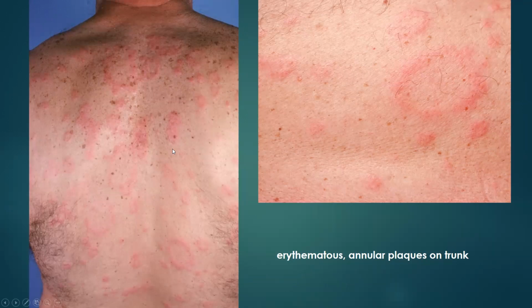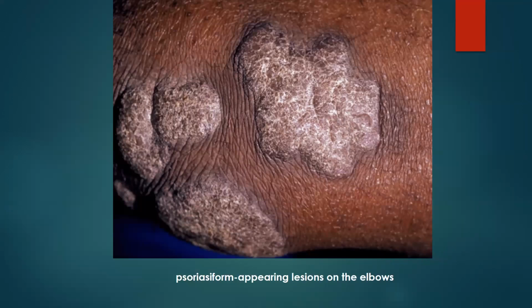Again, another example of how this can mimic other conditions. This is actually sarcoid as well. This is on an elbow. Any reasonable dermatologist seeing this in their practice would think this is psoriasis. That would be their first guess. So you have to have a high index of suspicion in these cases to actually go ahead and do the biopsy and make sure you're not missing the diagnosis.